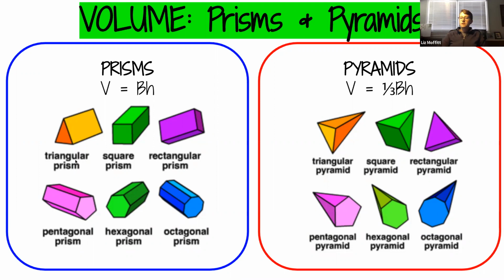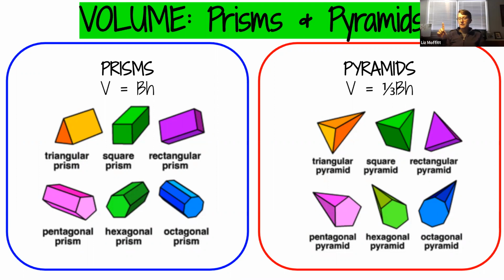Prisms are always shapes that have two bases, and those bases are parallel. We can think of them as the ends of the shape or the top and bottom of the shape, but they're always directly across from each other, and they are exactly the same shape.